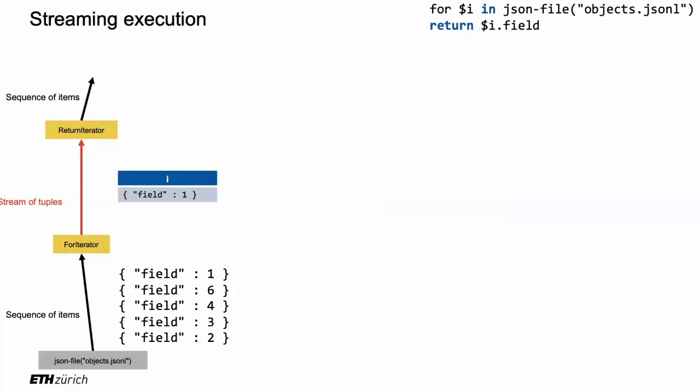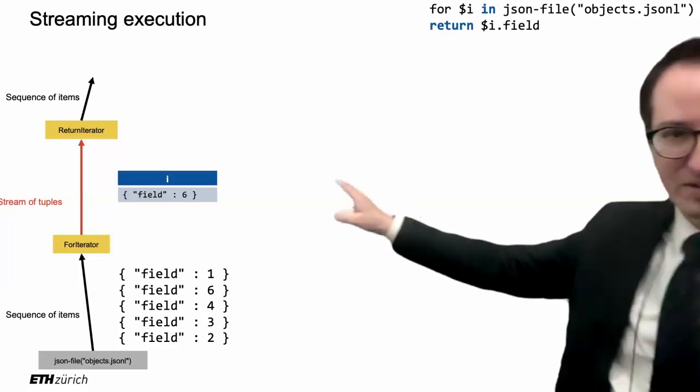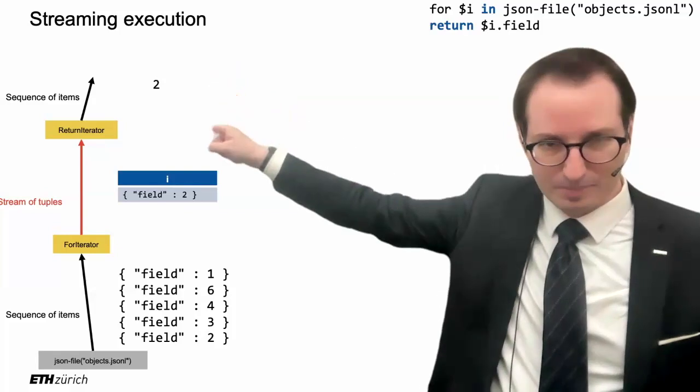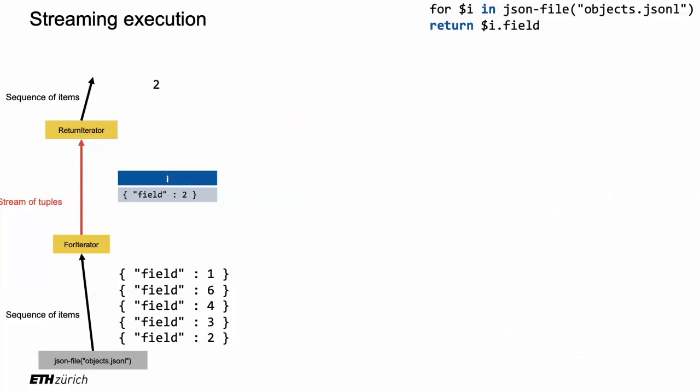So if you stream, then this is going to happen instead. I generate a first binding of I to field 1, and I immediately generate my first item that comes out of the return iterator, that is 1, it's the item 1. Then I generate a second binding, but you see what happens here. I threw away the first one. It's really like watching that Netflix episode and you already threw away what you've already watched. So now I have 6 here and I generate 6, 4, 4, 3, 3, 2, 2, and I'm done. Who sees that this eats less memory, right? This is exactly the goal.